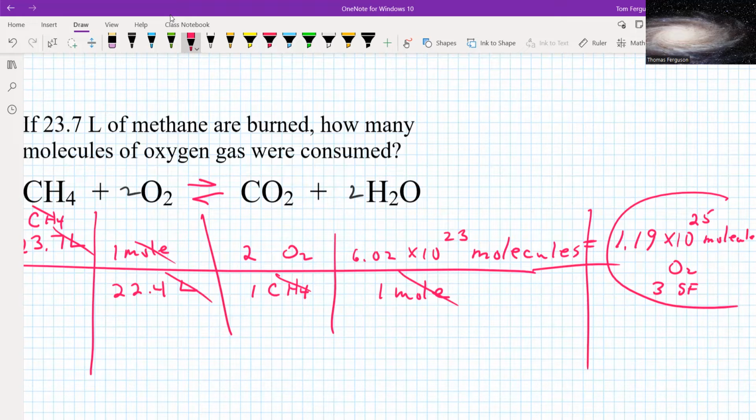That's the wrong answer, so. I think balance, it's 20. No, it's 22.4. Here, you mean? That's the conversion to go from liters of gas to moles of gas.